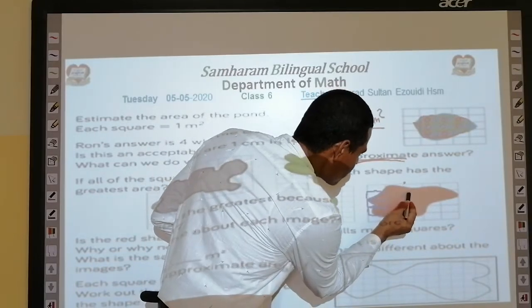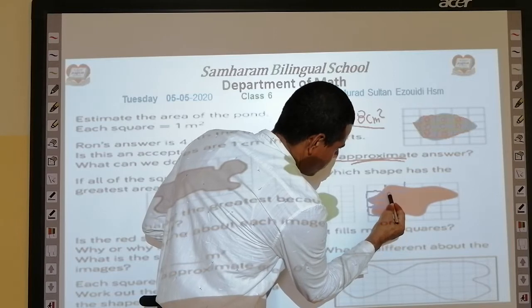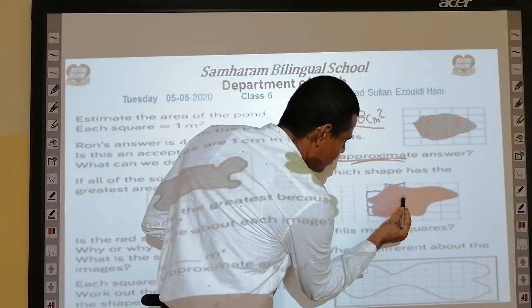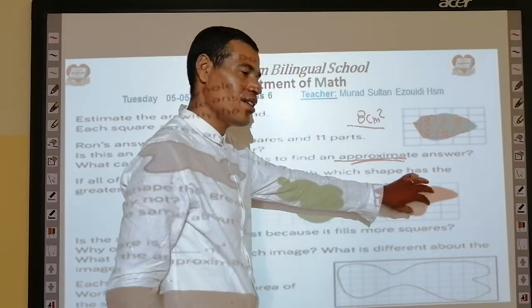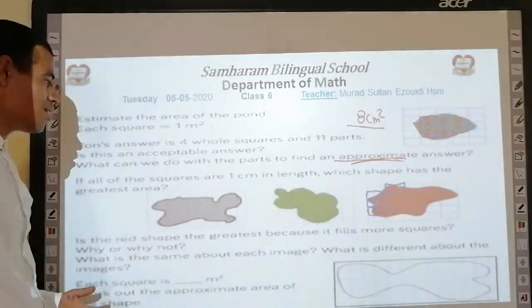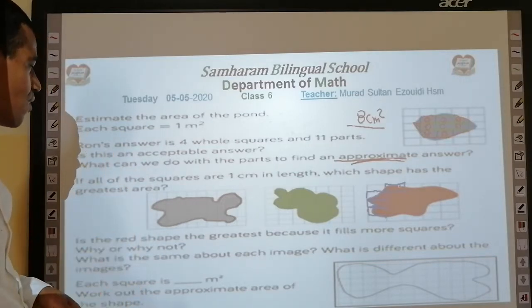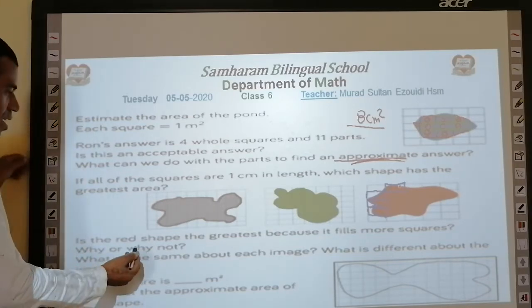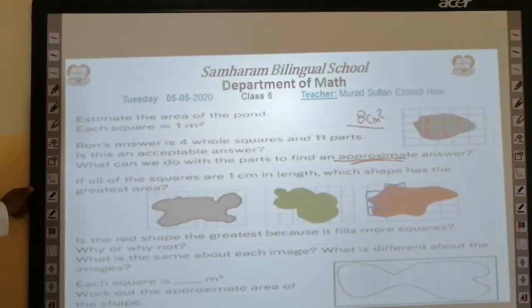This is also, my learners, the fourth square. It will be like that. You see the red one, the part that is colored red, is more than half. I will consider it. Okay, and so on. So by counting these squares, you can approximately at least distinguish between those shapes that have the greatest area. Okay, so got that. The red shape is the greatest because it fills more squares.